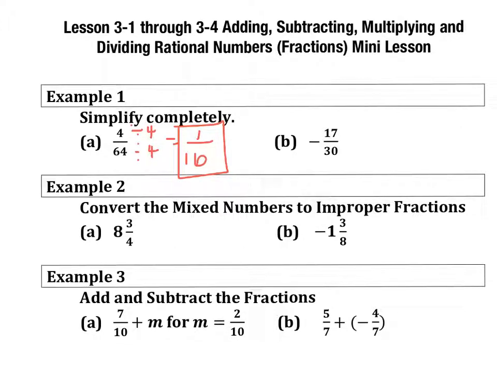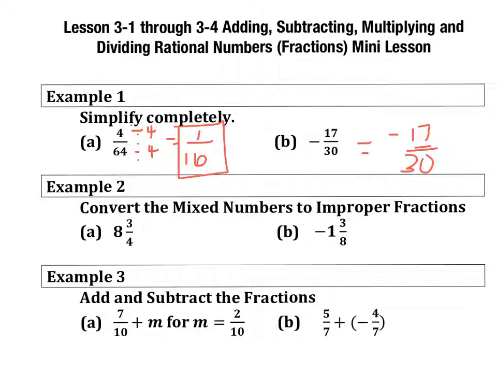So we end up with -17/30ths. They have no common factors. We can see 17 is a prime number. There's nothing else that goes into it. There are other numbers that go into 30, but 17 is not one of them. So then, if that's the case, you could either rewrite the fraction, -17/30ths, or you could simply write already simplified.